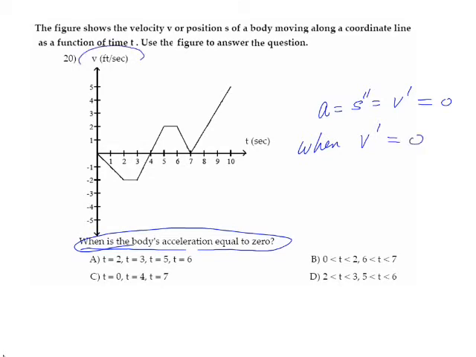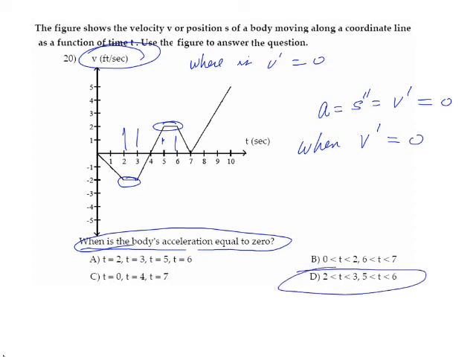Well, we're given a graph of v, so we need to look at where v prime is equal to 0. Well, that would be here and here. And so we notice that there's a flat function there, or 0 derivative, over the interval 2 to 3 and over the interval 5 to 6. So the answer would be D, t between 2 and 3 and t between 5 and 6.